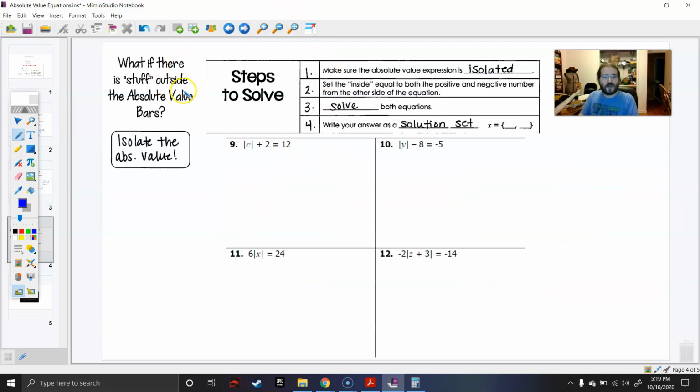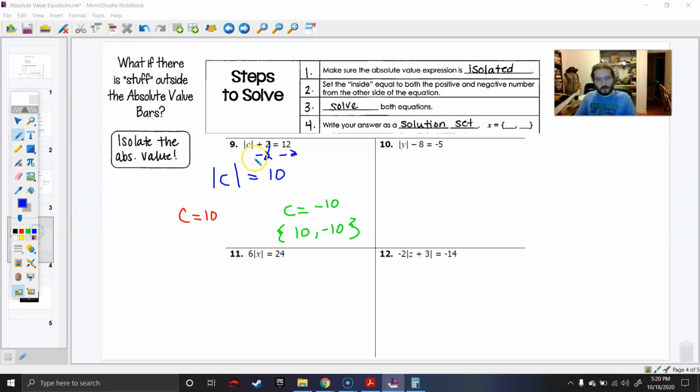All right. What if there's stuff outside the absolute value bars? Got to isolate that variable. We isolate the absolute value completely, just like we do with a normal variable. So in this case, we're going to subtract 2 from each side. So we have absolute value of c equals 12 minus 2, which is 10. Now we're going to split this into two equations again. So we have c equals 10. And then we have c equals negative 10. So our solution is going to be 10, negative 10.